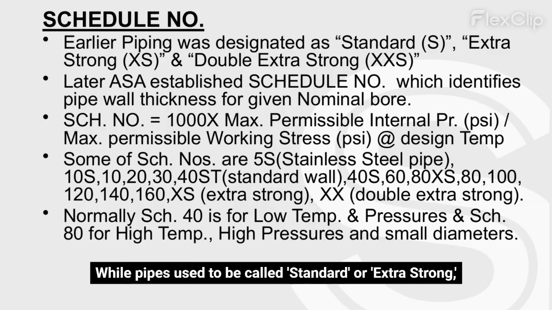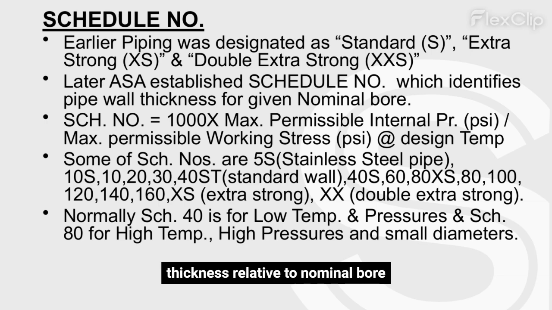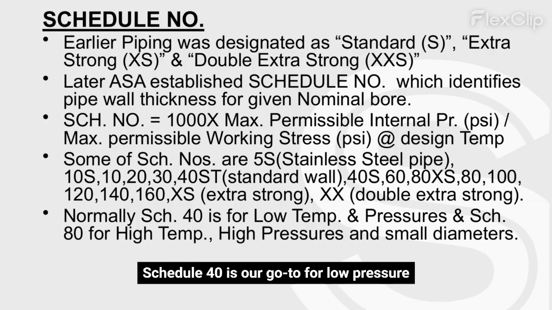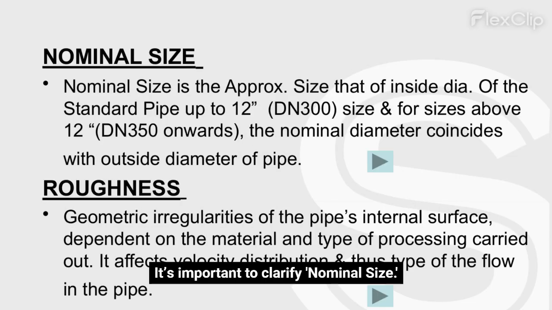While pipes used to be called standard or extra strong, we now use schedule numbers to identify wall thickness relative to nominal bore. This number is a ratio of internal pressure to allowable working stress. Generally, Schedule 40 is our go-to for low pressure, while Schedule 80 is reserved for high pressure or high temperature applications. It's important to clarify nominal size.